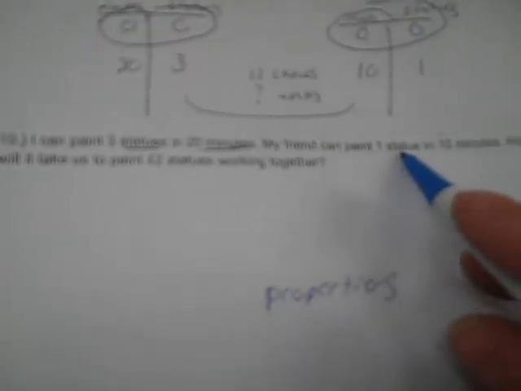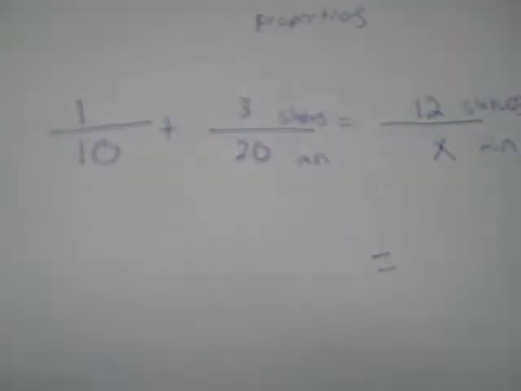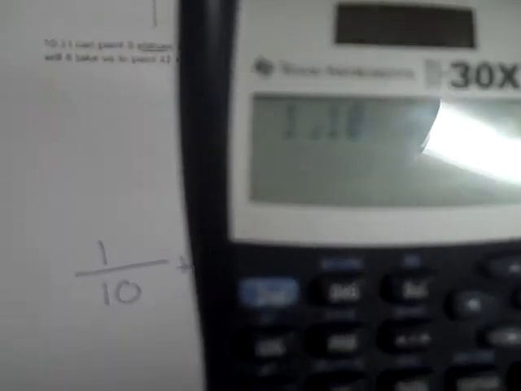Okay, now we got 3 and 20, 3 statues, 20 minutes. But then there's another one, 1 statue in 10 minutes, so I have to add to that. 1, 10. So I add these two together, 1/10 plus 3/20.